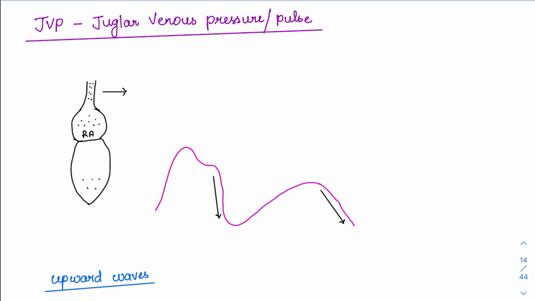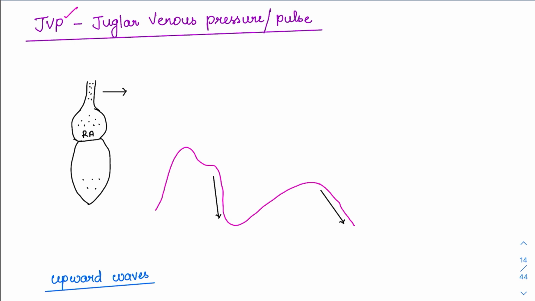We are going to discuss now jugular venous pulse or jugular venous pressure, also called JVP. Now, JVP, the most important question is where it is seen. Most of us think that it is seen externally, so it should be the external jugular vein. The answer is wrong. It is the internal jugular vein.